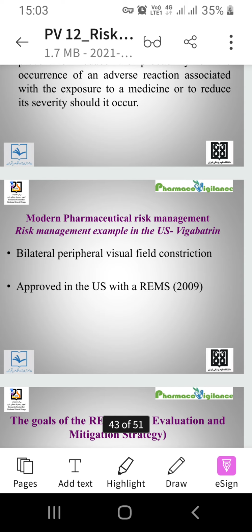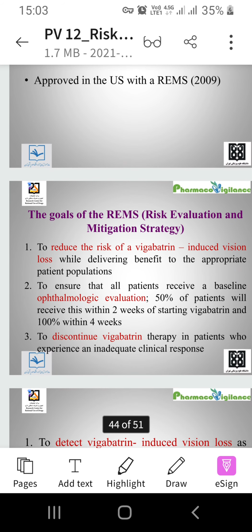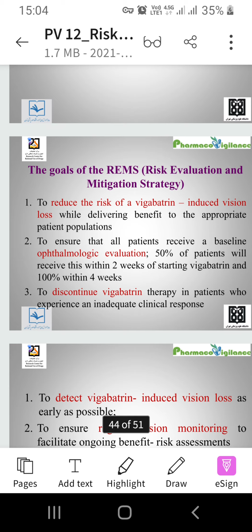Modern pharmaceutical risk management. Risk management example in the U.S.: vigabatrin, associated with bilateral peripheral visual field constriction and approved in the US with a REMS. What are the goals of the REMS, or risk evaluation and mitigation strategy? To reduce the risk of vigabatrin-induced vision loss while delivering benefits to an appropriate patient population.